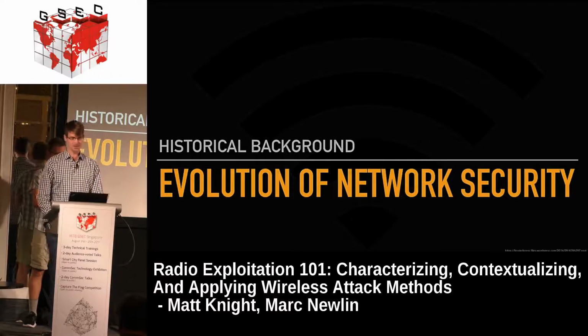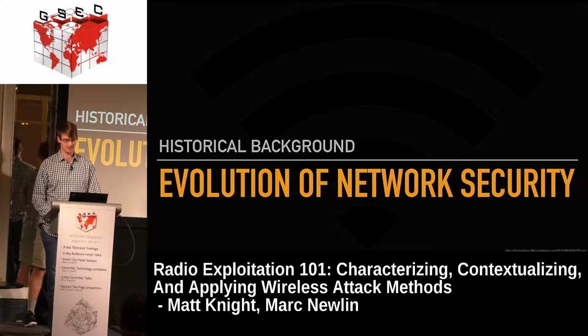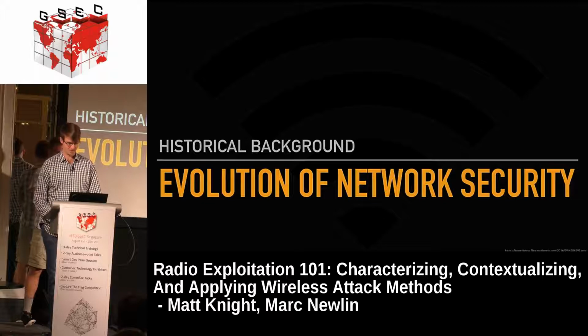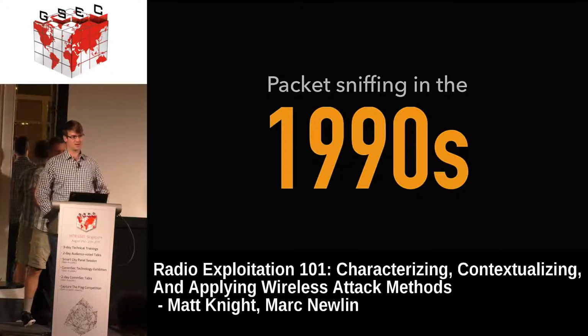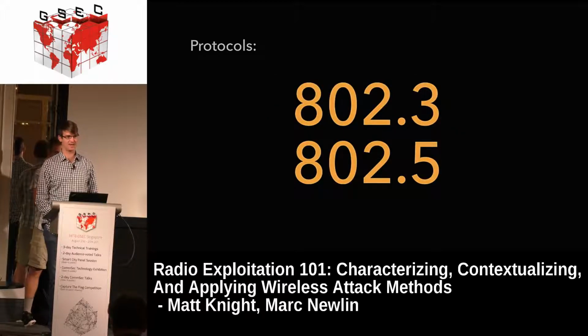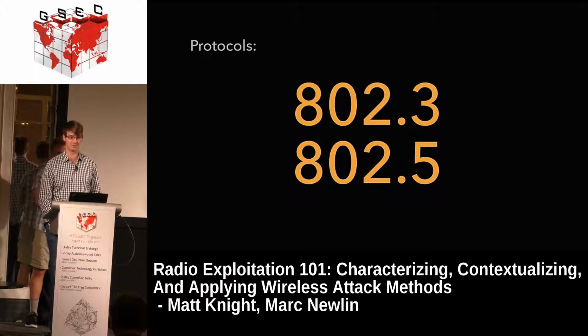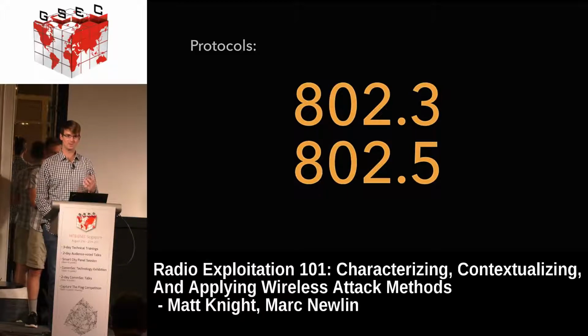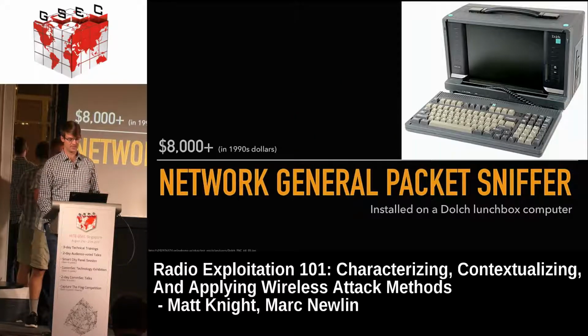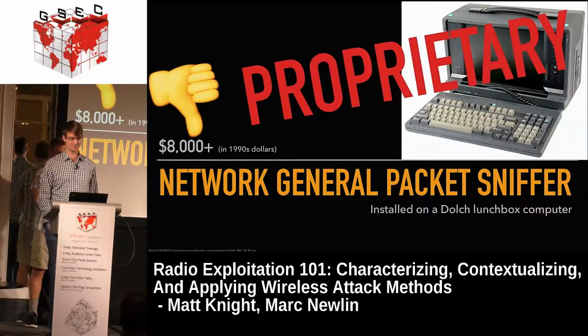So to begin, I'm going to provide a little background on the development of wireless network security technology. If you were an IT admin or a security professional in the 1990s and you wanted to begin to inspect your networks at a low level, you really had two protocols to be concerned with. You had 802.3, which is Ethernet, and 802.5, which is token ring. And if you wanted to inspect these protocols at a low level, it likely involved running proprietary packet sniffing software on an expensive proprietary computer like this. Not very flexible, expensive, not that friendly.